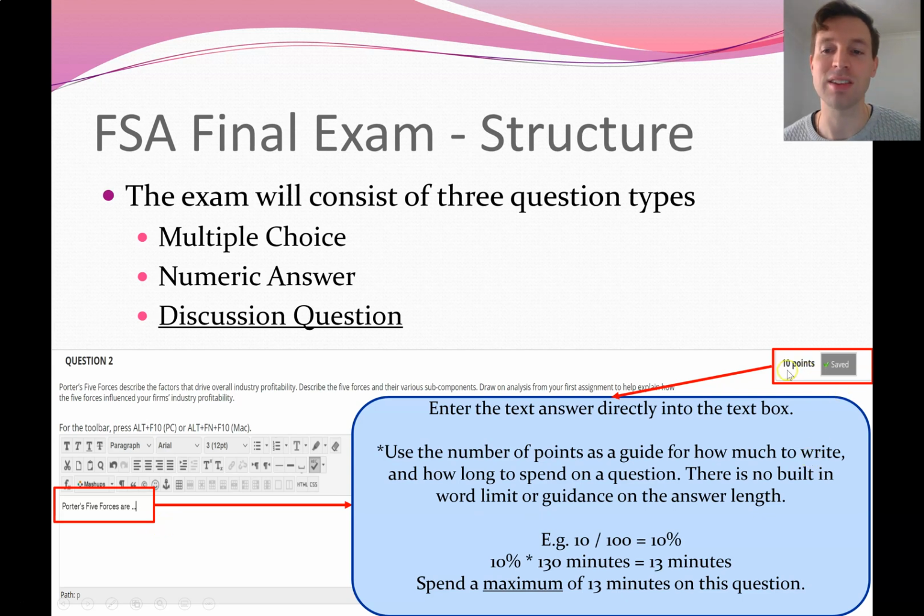10 points, it's a 100-point exam, so you'd say this is worth 10% of your overall exam. It's a 130-minute exam, so about 13 minutes. So if I got a question like this, I'd want to answer it in about 10 minutes. Get whatever important knowledge you have out on the screen in 10 minutes.